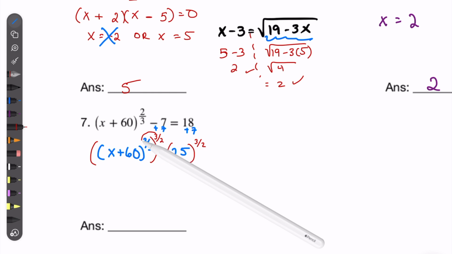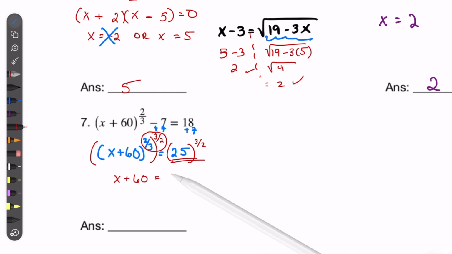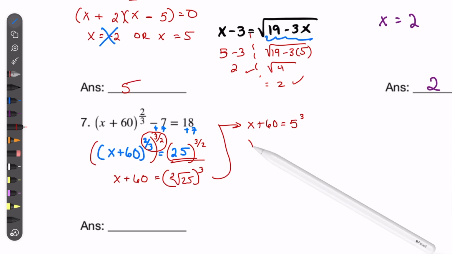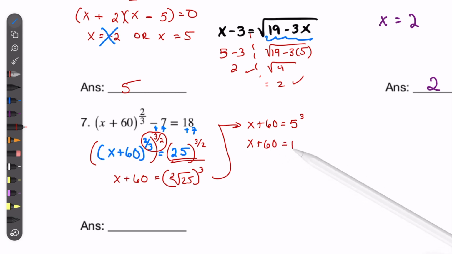And that's a multiplication rule. When I multiply a number by its reciprocal, I just get 1. So it's x plus 60 to the first power, which we don't show. And over here, I've got to work that thing out. It's the square root of 25 cubed. So let's see here. That's x plus 60. Square root of 25 is 5. Cube it. That's 125. I subtract 60 from both sides. I get x is 65.